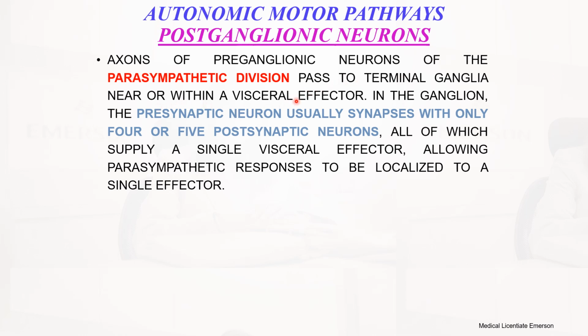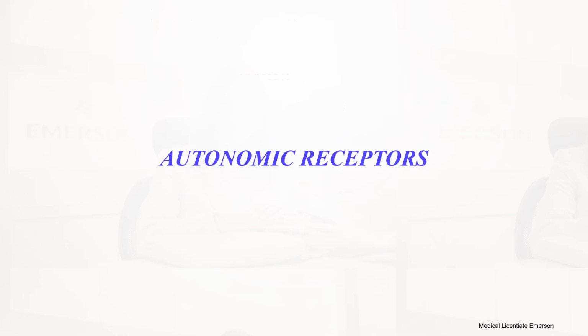or within a visceral effector. Then in the ganglion, the presynaptic neuron usually synapses with only four or five postsynaptic neurons, all of which supply a single visceral effector, allowing parasympathetic responses to be localized to a single effector. So that's the end of the pre and postganglionic ganglia.